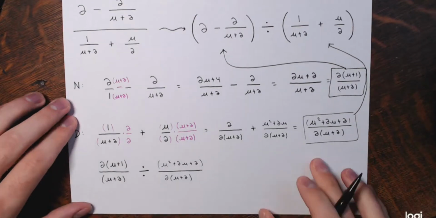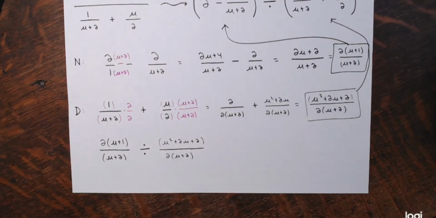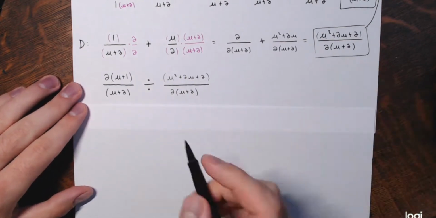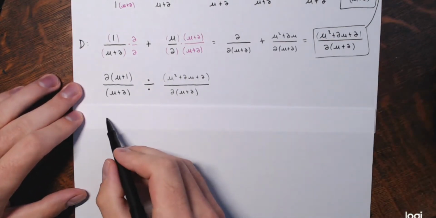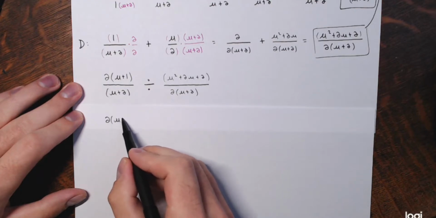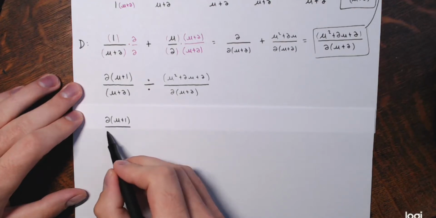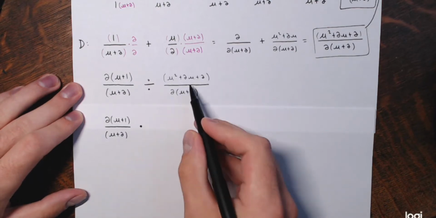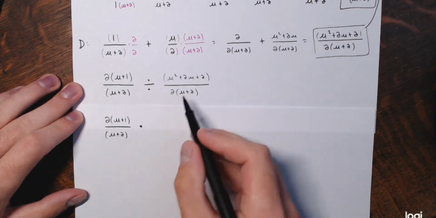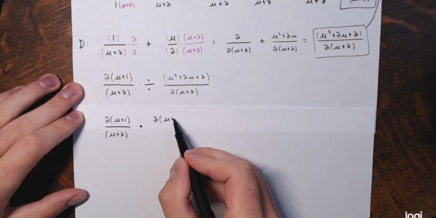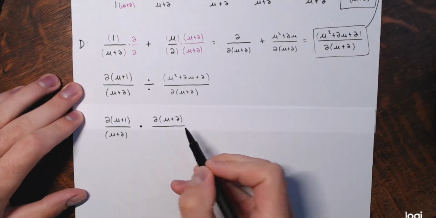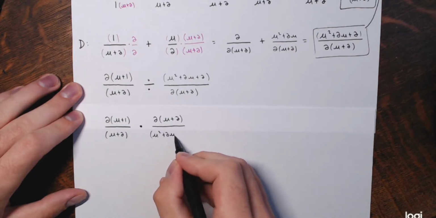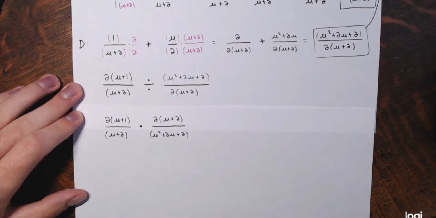And then I rewrite this as a multiplication problem. Remember, whenever you're dividing by something, you should think of it as multiplying by the reciprocal. So the first fraction doesn't change, but then we're changing divided by this fraction to times its reciprocal. So 2 times u plus 2 in the numerator, and then u squared plus 2u plus 2 in the denominator.